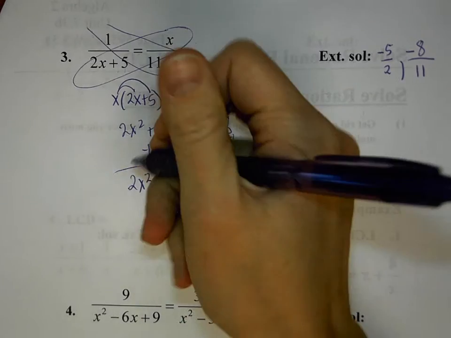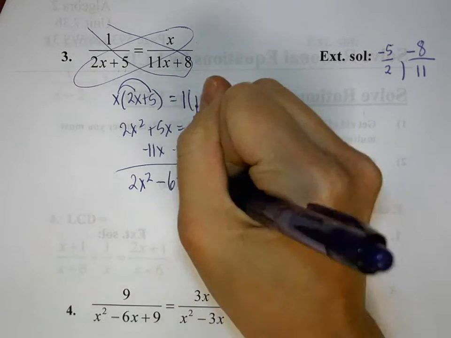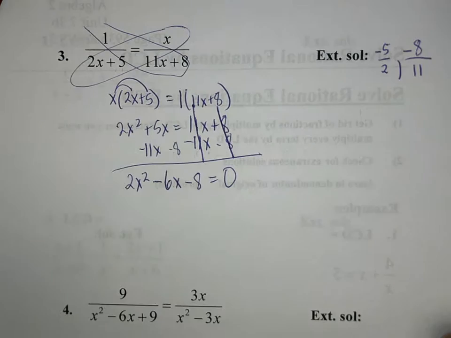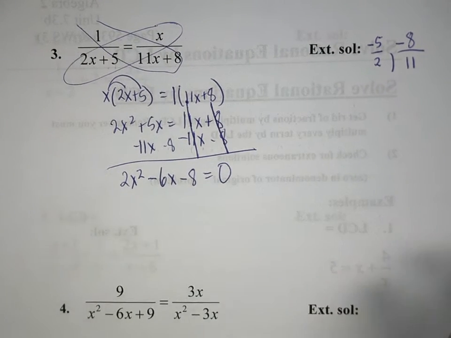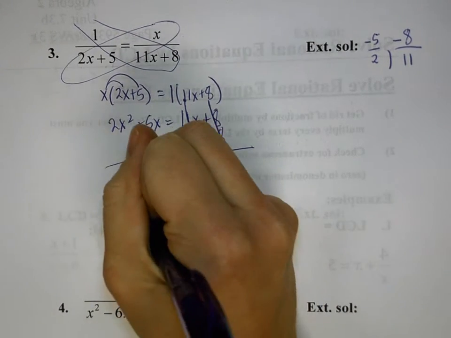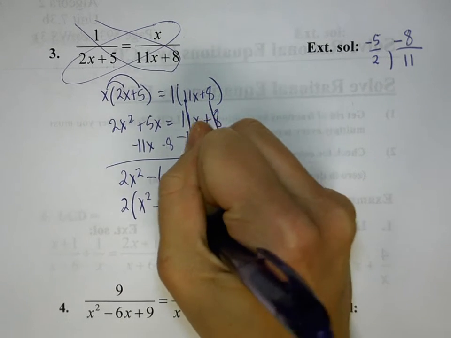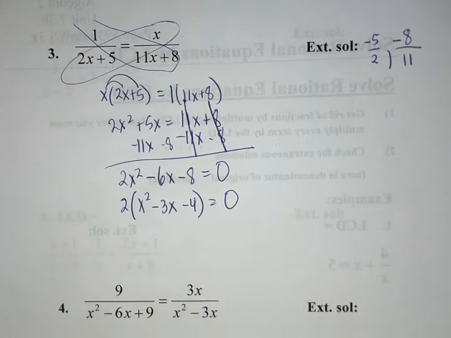5x and negative 11x is negative 6x minus 8 equals 0. Always check for GCF. In this case, my GCF is 2, so I have a 2, and when we factor, we get x squared minus 3x minus 4 equals 0.